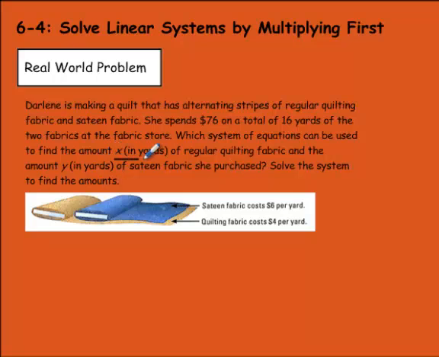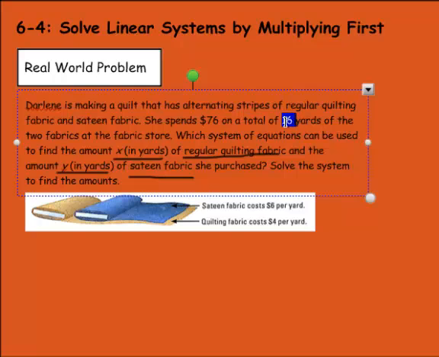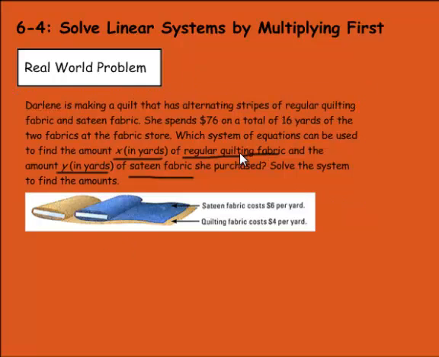So I see that x stands for regular quilted fabric. Then I see that y stands for the sateen fabric. I see that sateen fabric costs $6 per yard. I see that quilting fabric costs $4 per yard. Well, first of all, she needs a total of 16 yards. So if you add up the total of regular fabric with the sateen fabric, that would give you 16. So let's go x for regular plus the y for the sateen equals 16. That's our first equation.